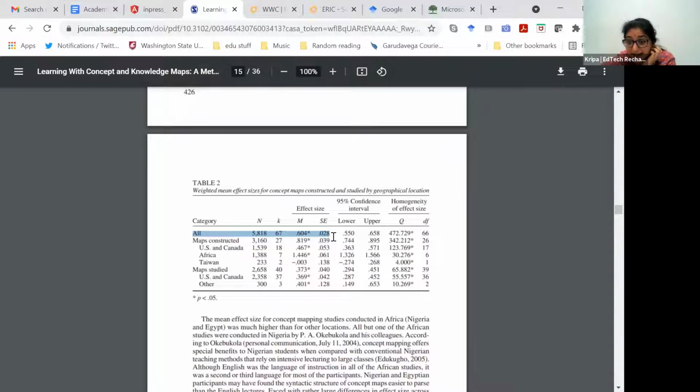0.604 is the average gain in the score. So for example, if I had a test out of 10 points and my kids typically scored 5 out of 10, if I did concept maps with them, this paper suggests that they'll be scoring 5.6 the next time. Okay.